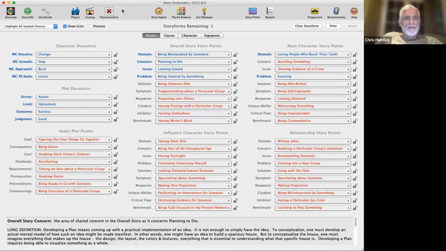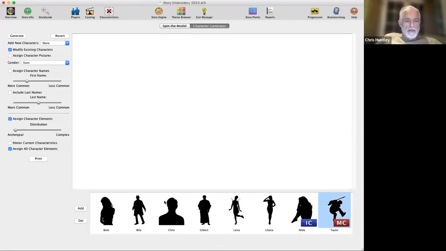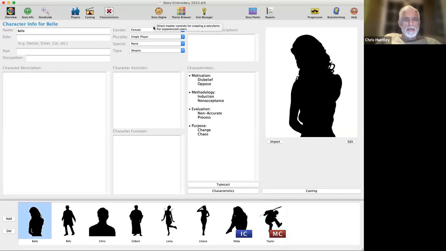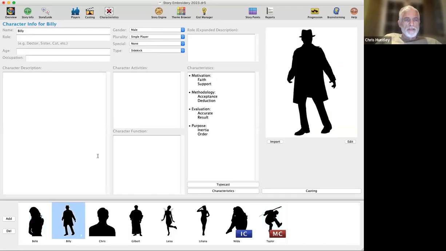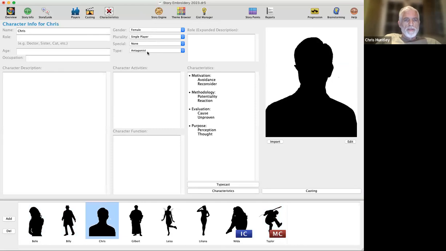And then we have our characters, and our character list. Actually, if I just go to brainstorming, I look at the characters. Belle, Billy, Chris, Gilbert, Lisa, Liliana, and Taylor. And what was interesting was, so Belle is the skeptic. Billy is the sidekick. Chris is the antagonist.